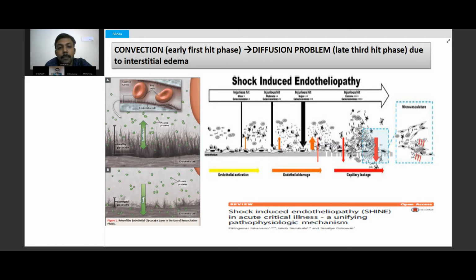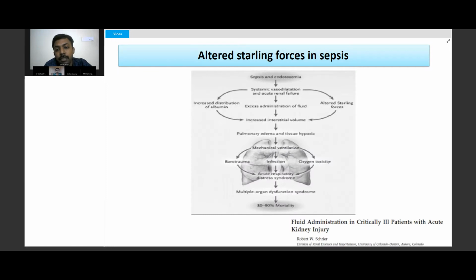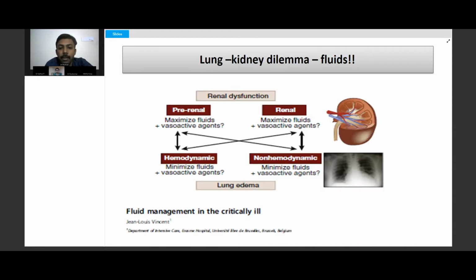So this understanding is important because of the altered Starling forces. This was recently identified. The original Starling forces didn't discuss this. There was interstitial excess after fluid administration, further leading to lung flooding and tissue hypoxia, then contributing to more MODS. Again, the lung-kidney dilemma is like the intensivist-nephrologist dilemma, whether to give more fluids or remove fluids. Always the kidney and lung, we hope they function together, but they don't.